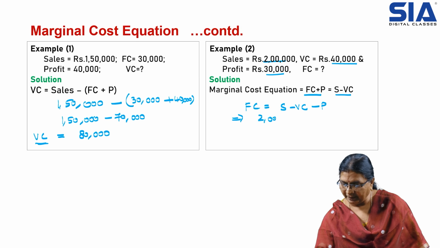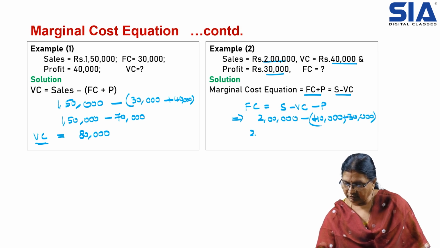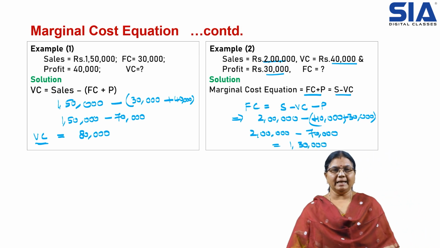sales is 2 lakhs rupees minus variable cost is 40,000, then minus profit is 30,000. Otherwise we can write plus here, which is equal to 2 lakhs minus 70,000, which is 1,30,000. That is fixed cost is 1,30,000.